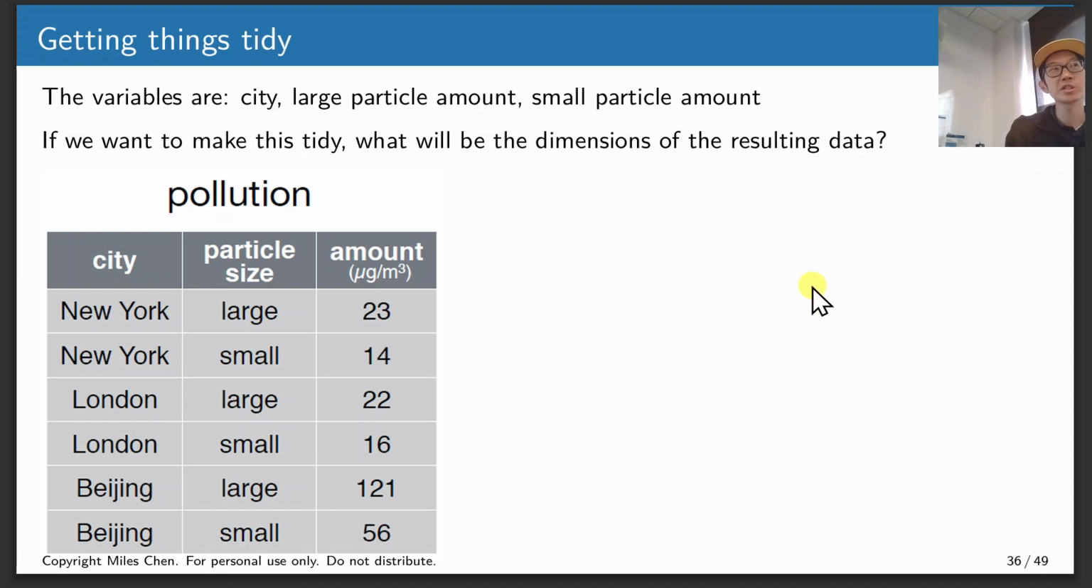So if I do that, what would the dimensions be of the resulting table? So how many columns? We'll start with that. We're gonna have 3, right? And it's just these: city, large particle amount, small particle amount. Okay. How many rows will I have? I'll also have 3. Okay. I will have a row for each city: a row for New York, a row for London, a row for Beijing. Okay. So this is what we're gonna have.